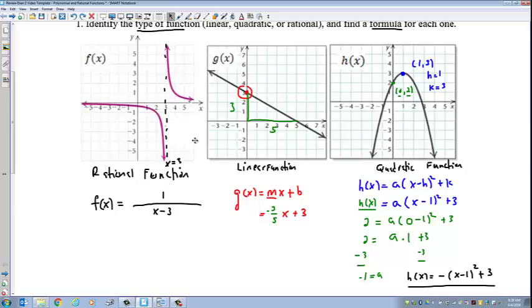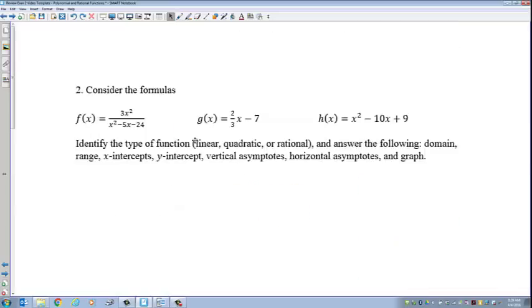All right, let's look at the next problem. So here they give us 3 formulas. I have f of x, g of x, and h of x. And again, we want to identify what type of function it is. Is it linear, quadratic, or rational?